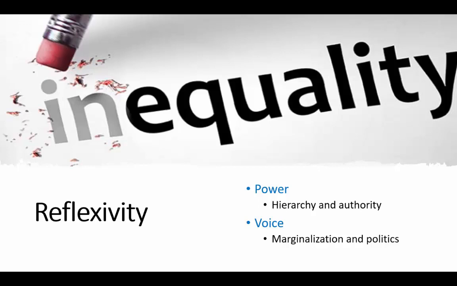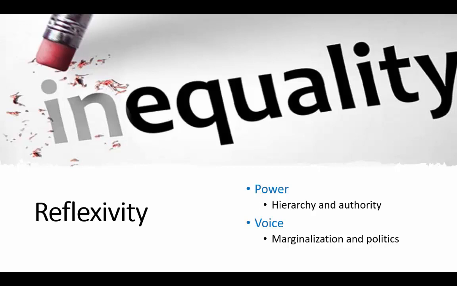Reflexivity can be divided into two types, prospective and retrospective. Prospective reflexivity refers to the effects of the researcher on the study, whereas retrospective reflexivity refers to the effects of the study on the researcher.